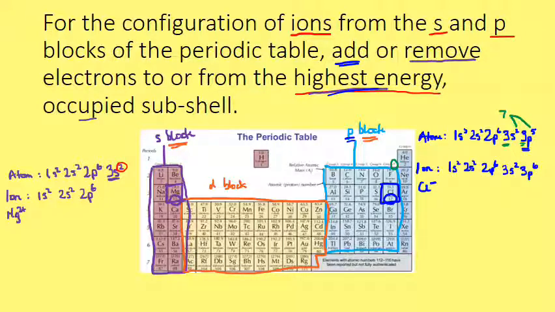So now it has 18 electrons: 8, 14, 16, 18 electrons. As you'd expect, because the atom has 17, it's got 1 extra, so it has 18 electrons. It still has 17 protons, giving it a 1- charge. That's a chloride ion.